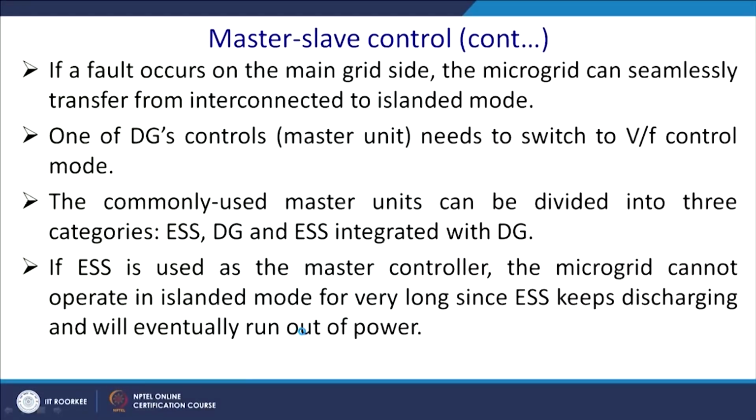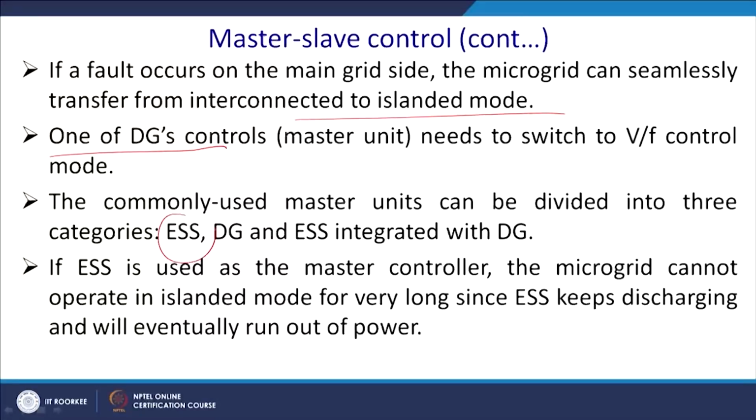Now, if a fault occurs on the main grid side, the microgrid can seamlessly transform from interconnected to islanding mode, and it will change by itself. That is, when there is non-availability of the grid or any disturbances, it will change over to this off grid mode, and one of the DG's controls, that is the master unit, must switch into the V/F mode, and that is predetermined. The commonly used master units can be divided into three categories.